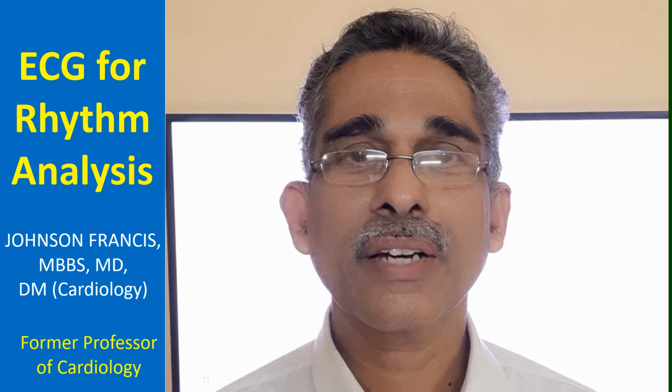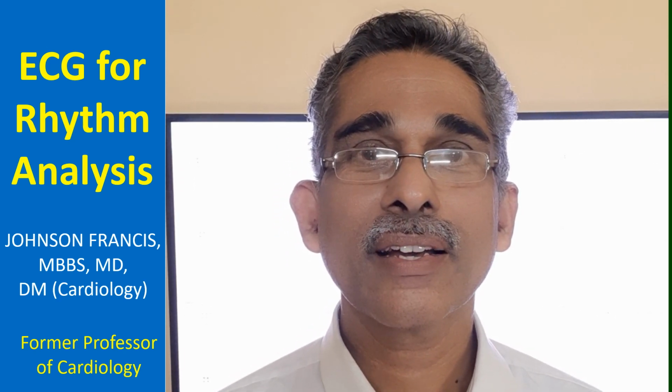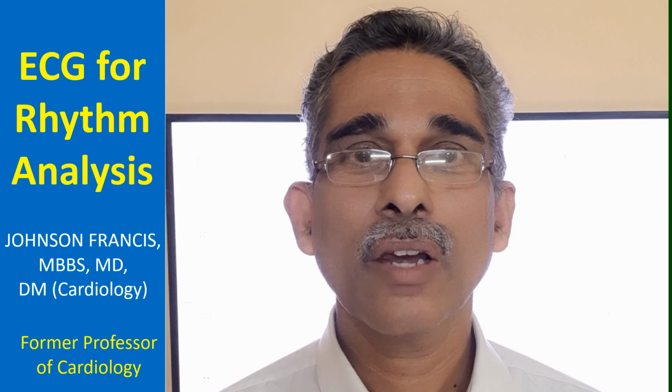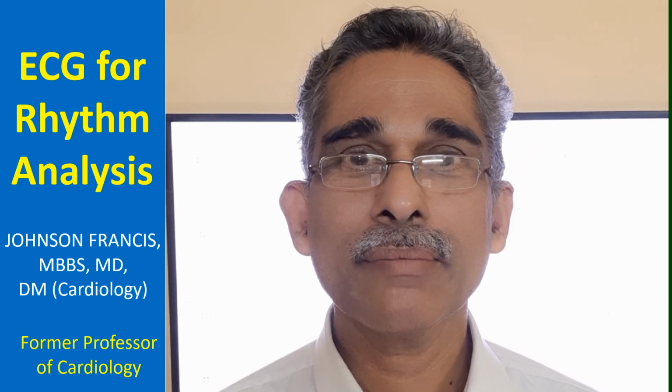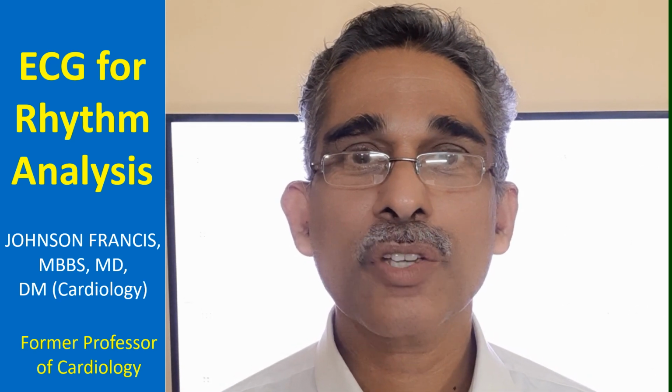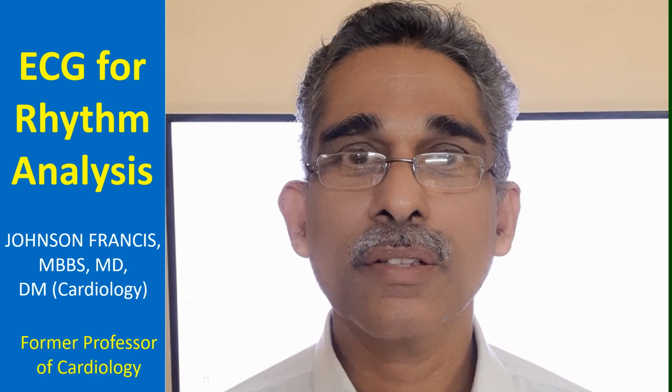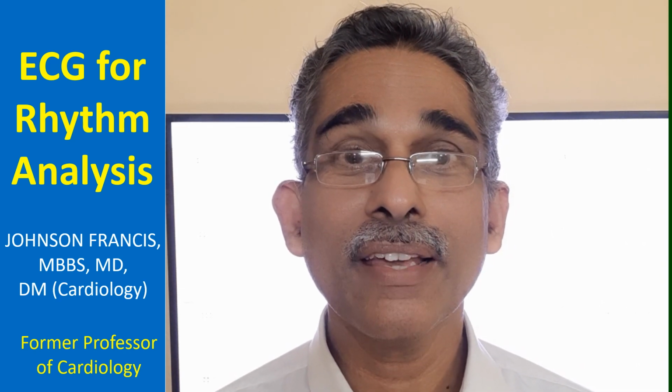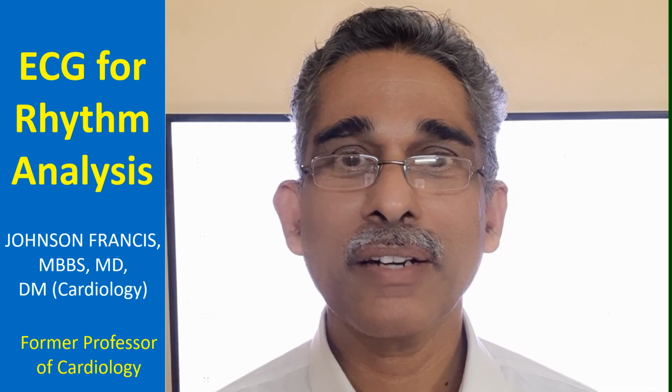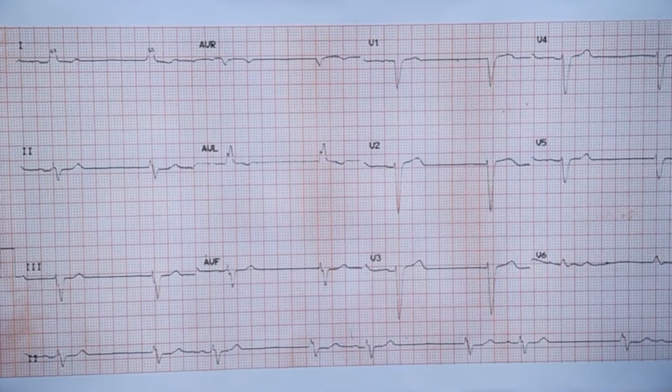Now we are going to consider an ECG for rhythm analysis. You will be concentrating mainly on the rhythm, but other findings will also be sought after, because you can't say that an ECG can have only a rhythm abnormality; other abnormalities can also be there. So at one look you can say that it has a bradycardia. The rate is quite low, but even when it is a bradycardia, it's not a regular rhythm.